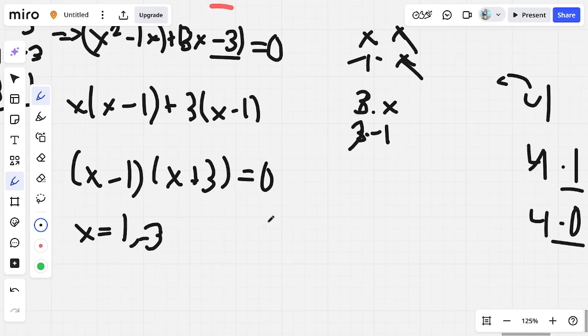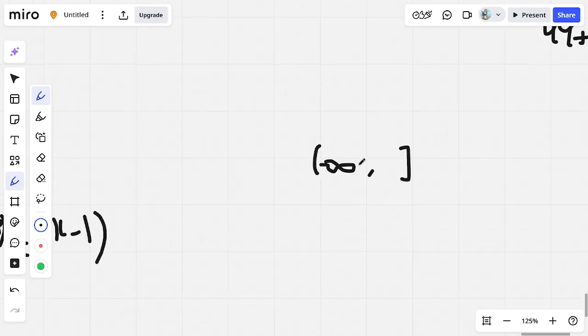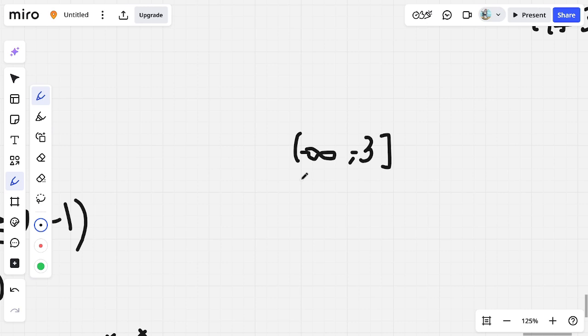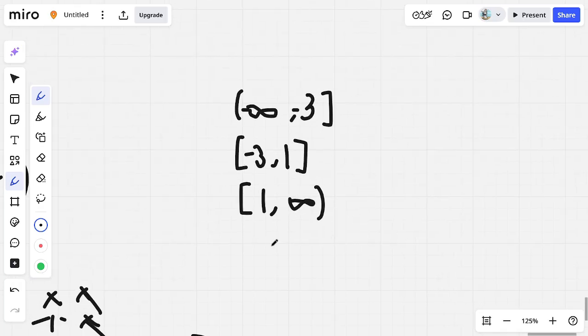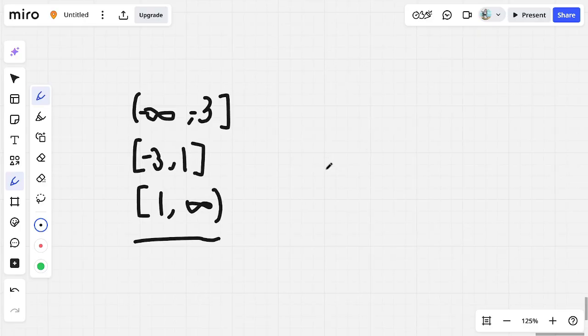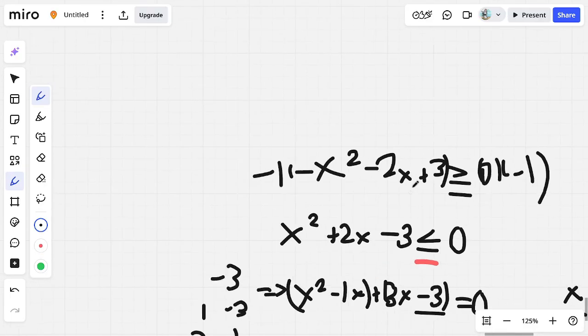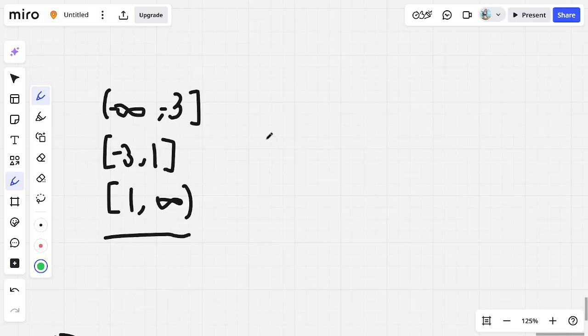R sub 1 is negative 3, and R sub 2 is 1. So negative infinity to R sub 1, R sub 1 to R sub 2, and R sub 2 to infinity. Since we have less than, we can say that this is the only correct one, and these ones are false.